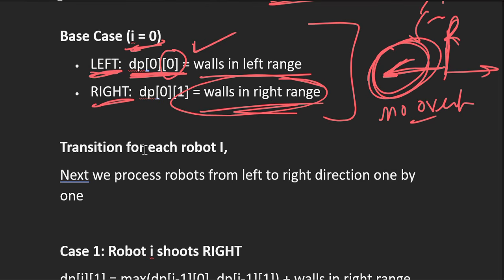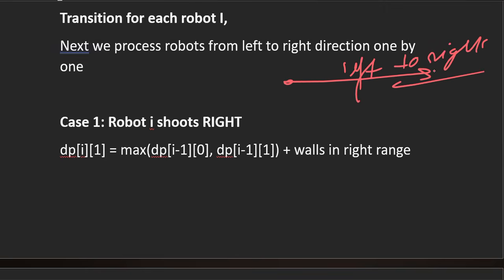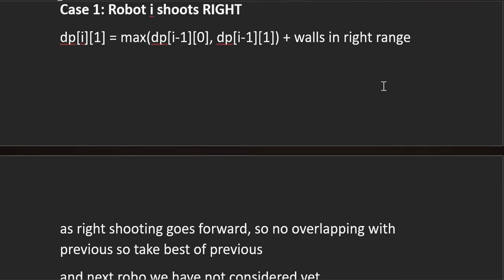Then the transition for each robot i, like the DP state transitions, right? What we do is we start processing from left to right, each robot one by one. So let's see the three different cases that we can face.